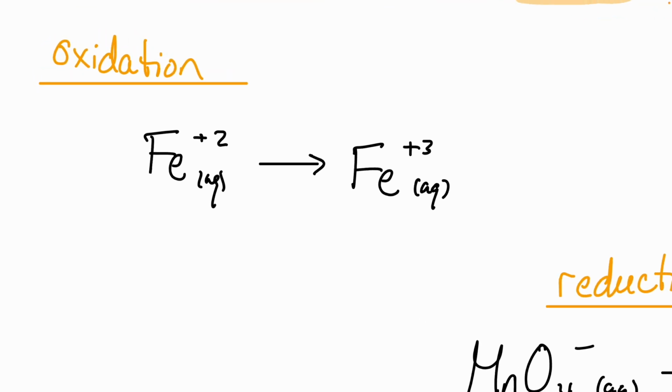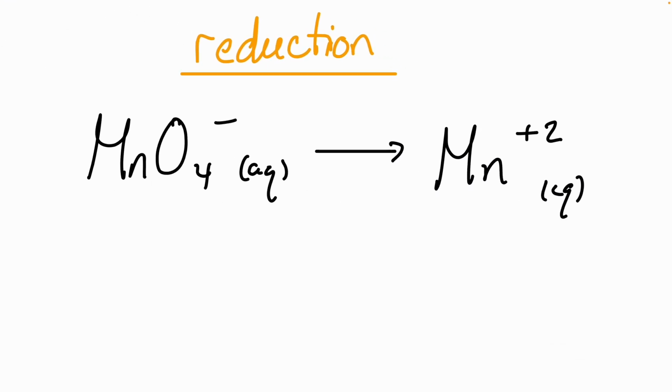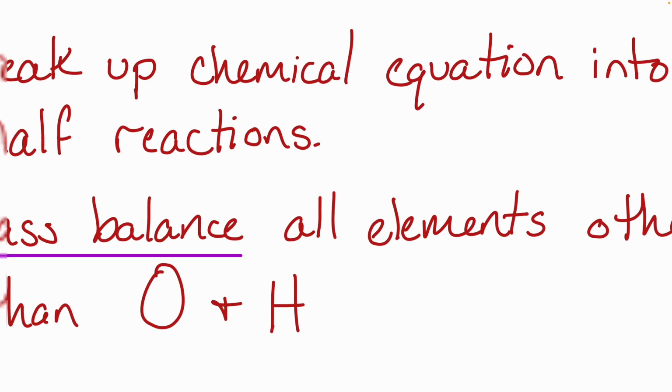Okay? Let's look at our oxidation half reaction. Do I have the same number of irons on both sides? Yes, cool. We're going to look at our reduction half reaction. And again, for right now, I'm going to ignore the oxygens. I'm only going to pay attention to the manganese. Do I have the same number of manganeses on both sides? Cool. All right, so in this case, we're already sort of done with step 2.